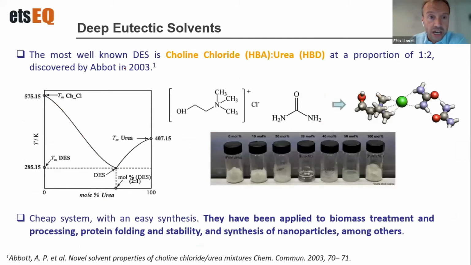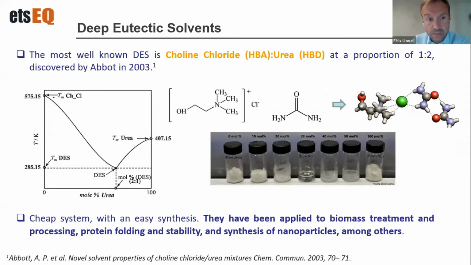The most common and well-known deep eutectic solvent was developed already 18 years ago in 2003, and it is choline chloride urea at a proportion of 1:2. This was discovered by Abbott and co-workers, and it is impressive to see how the melting point can decrease from 575 Kelvin to 285 Kelvin at a 1:2 proportion.